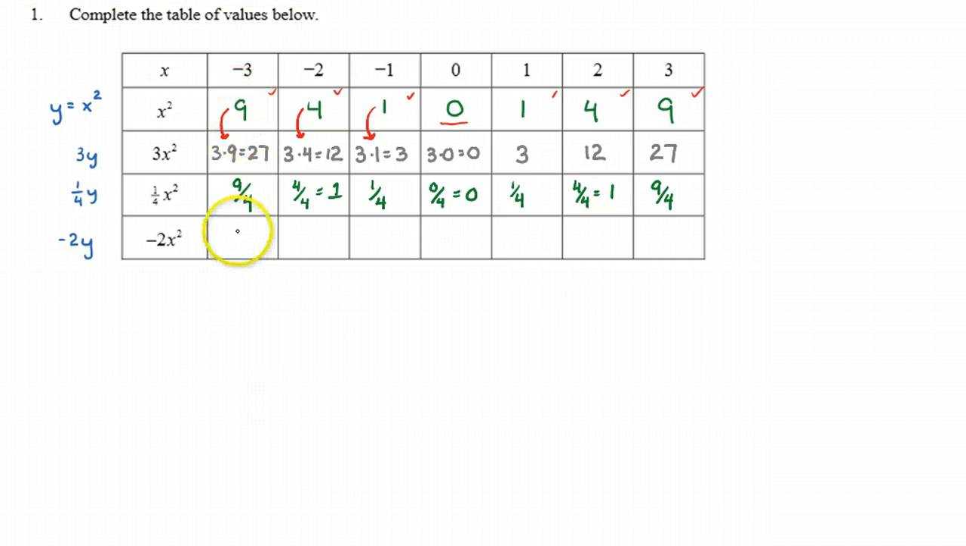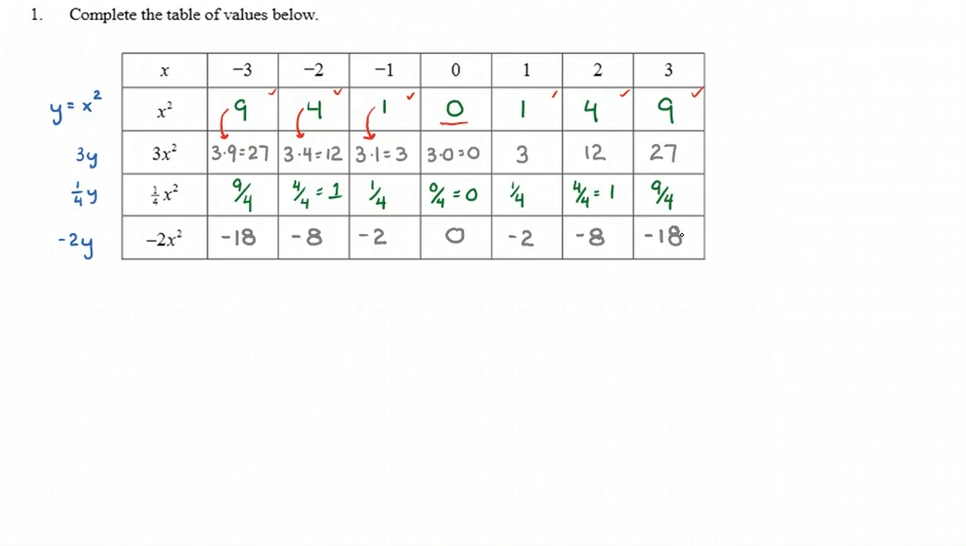Then our last set of values, so negative 3. So we have 9. 9 times negative 2 is going to give me negative 18. Four times negative 2 will give me negative 8. 1 times negative 2 will give me negative 2. 0. And again, that symmetry pops up again. We always want to keep an eye out for this symmetry because it's a really nice thing to pick up on.